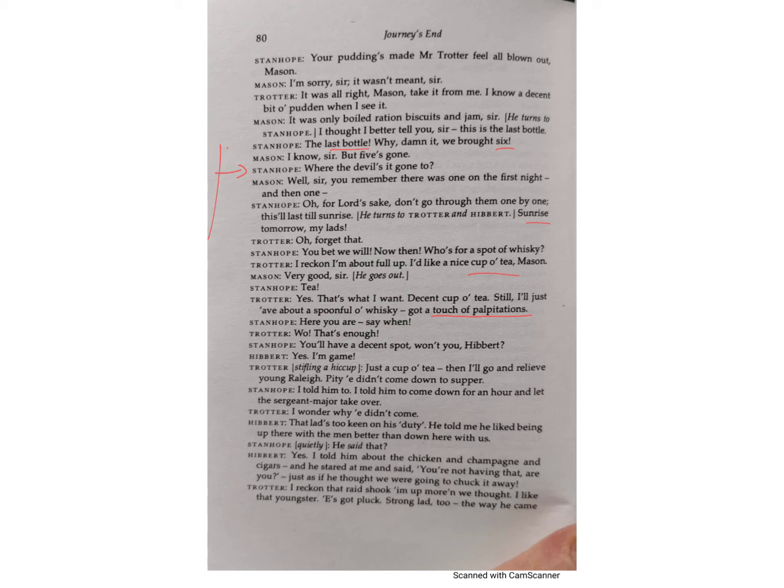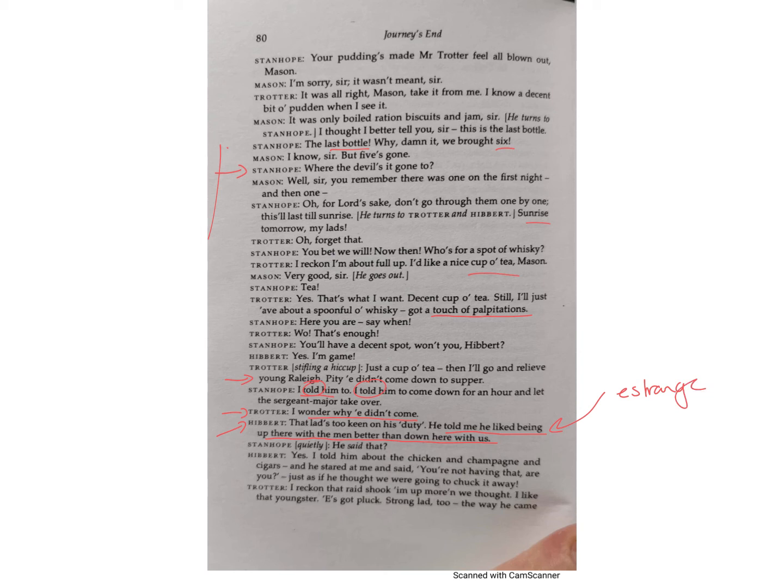So we move then to noticing that Raleigh isn't there. And Stanhope says straight away, I told him to come down. So we've got that repetition of I told him, okay? And Stanhope has been giving not quite orders, but certainly strong directives. But Raleigh still isn't there. Trotter doesn't understand. I wonder why he didn't come. And Hibbert is quick to be critical.